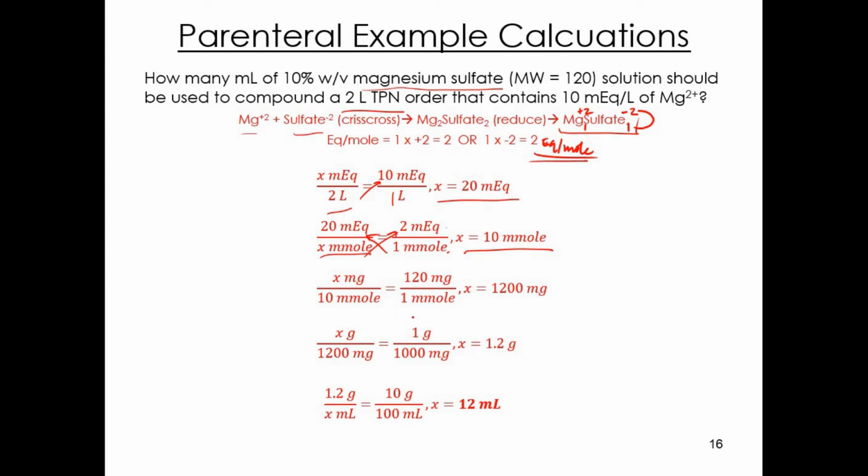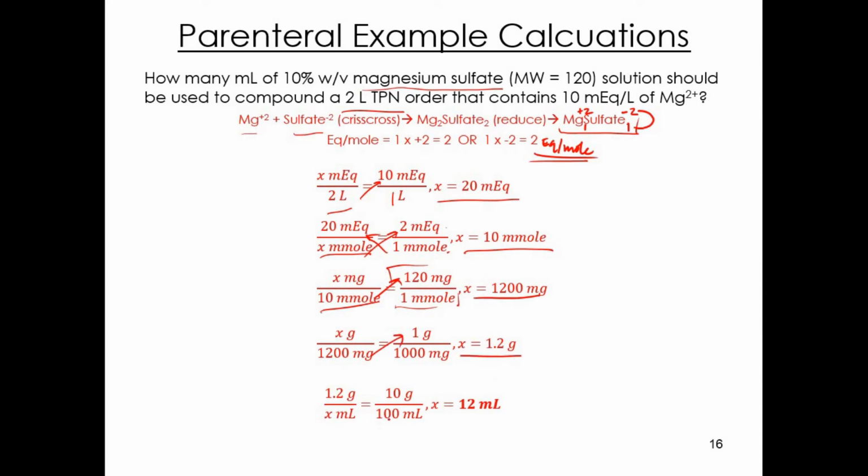Next, we can use the molecular weight to determine how many milligrams. So 120 milligrams per millimole is the molecular weight. We have 10 millimoles. So 1,200 milligrams. We can convert that to grams by dividing by 1,000.